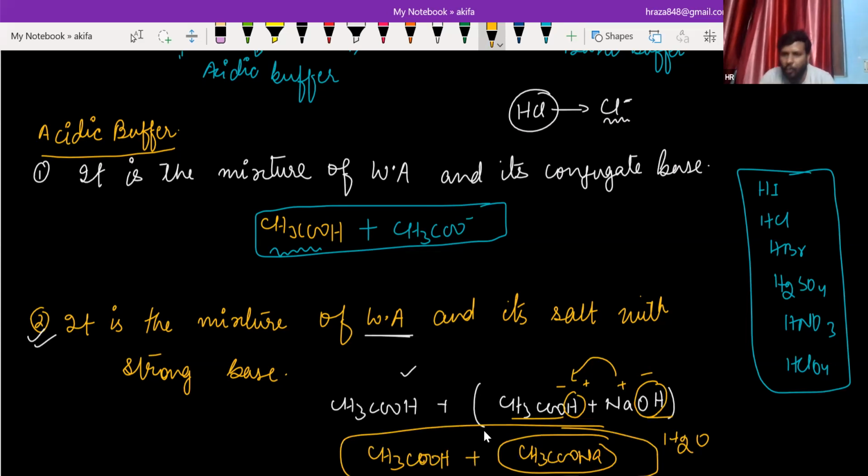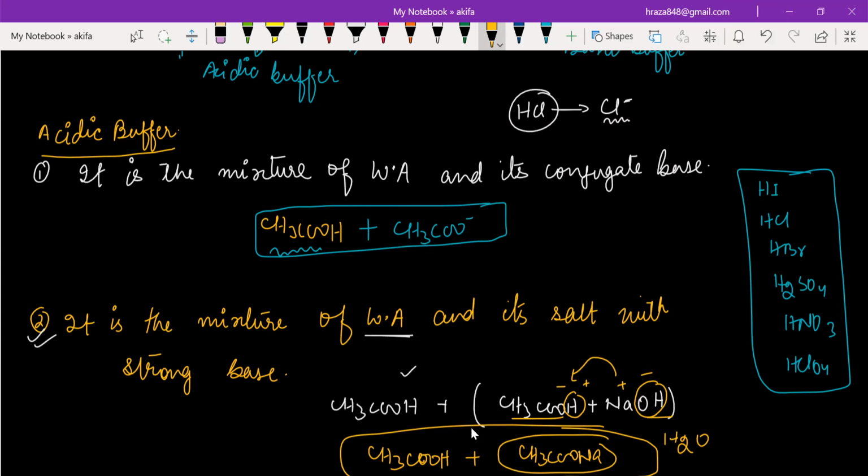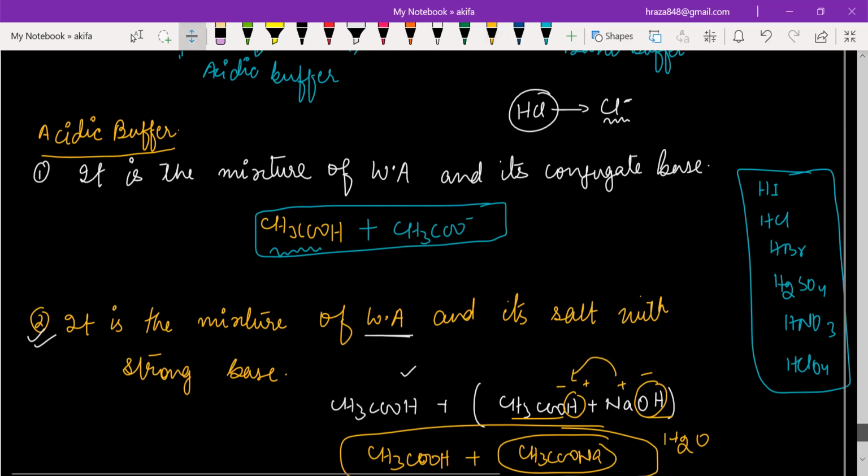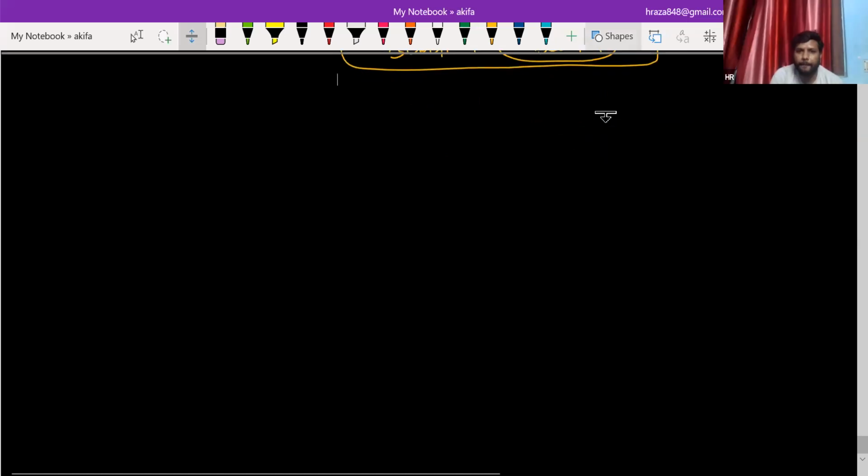So always remember what is acidic buffer. In both cases, we have to take weak acid. In the first case, you take weak acid with its conjugate base. In the second case, weak acid with its salt with a strong base. So both are basically acidic buffer. Is that clear? Yes. Okay, just write it. Done. Very good. So we have to keep both in mind.